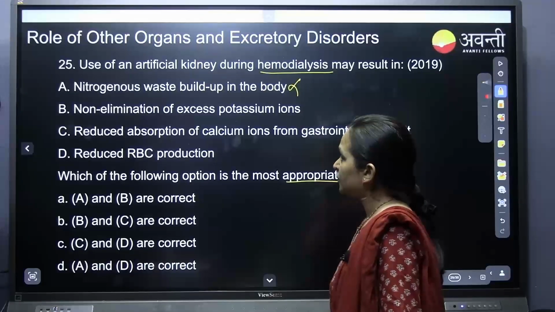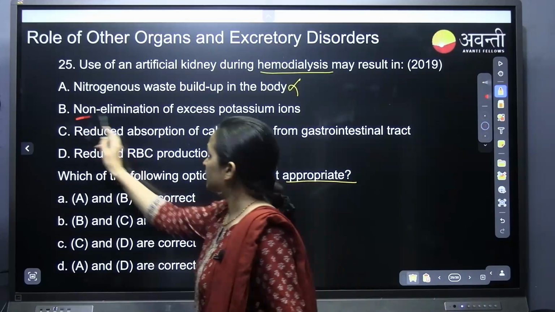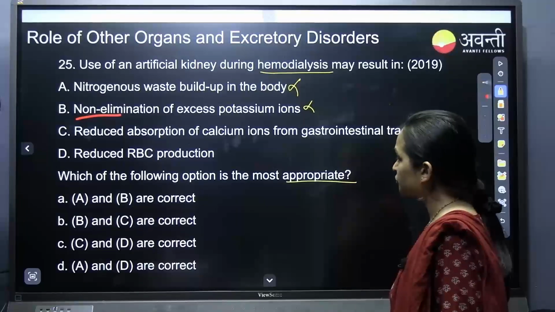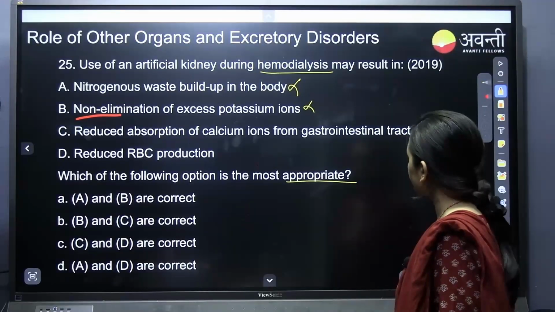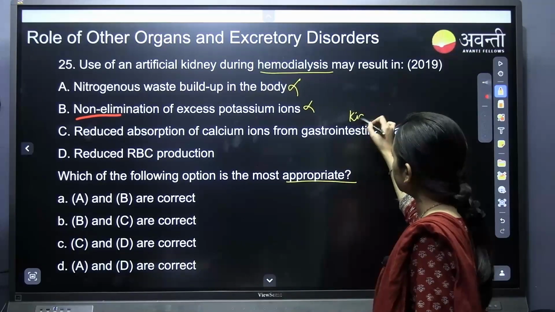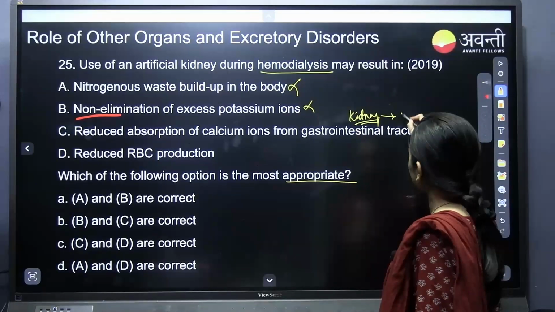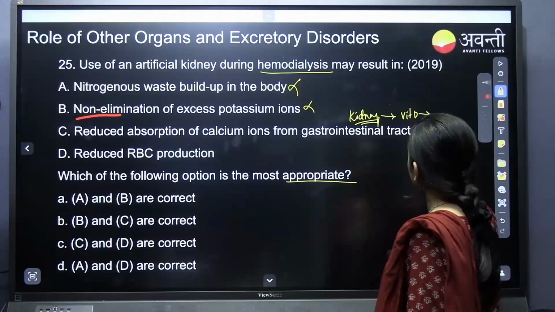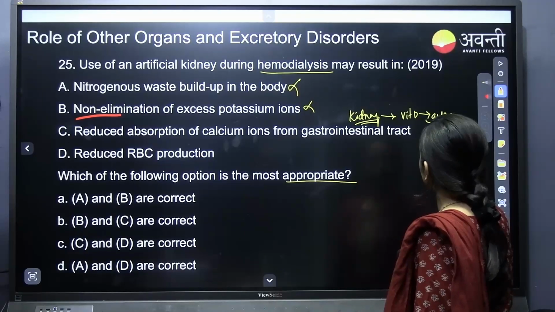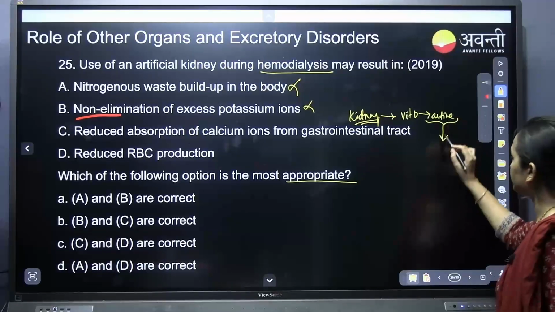Okay, this is wrong. Non-elimination of excess of potassium ions? No, we are removing it, right? Elimination is taking place. Reduced absorption of calcium ions from the gastrointestinal tract. Actually, the kidney has many other functions. One is that vitamin D is converted into its active form by the kidney.